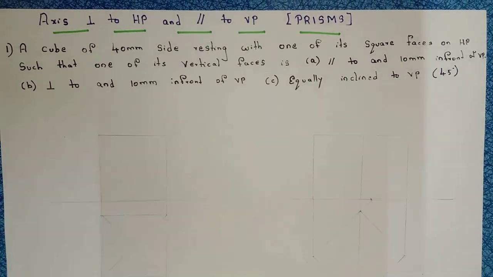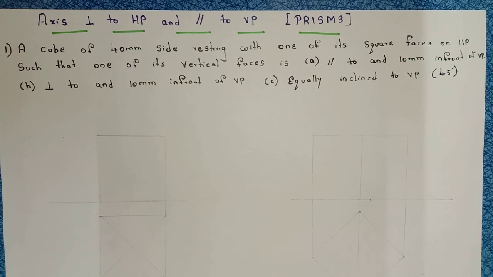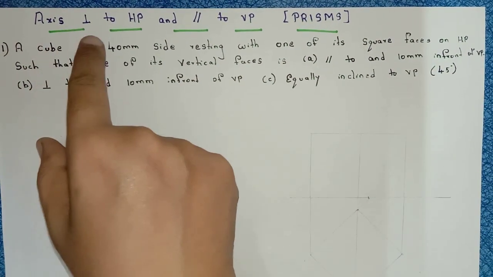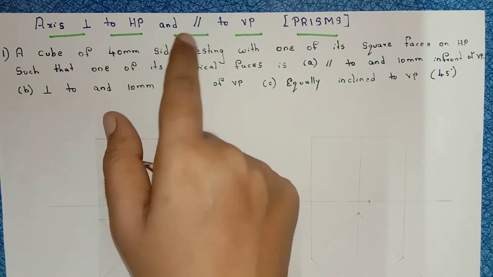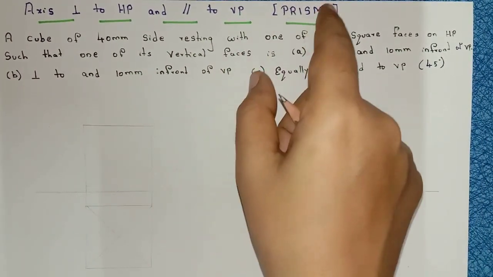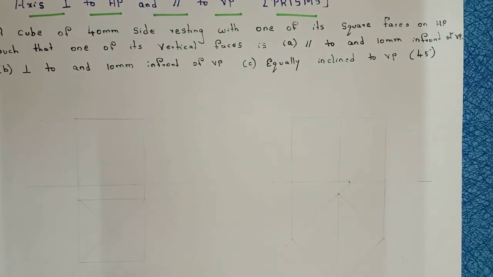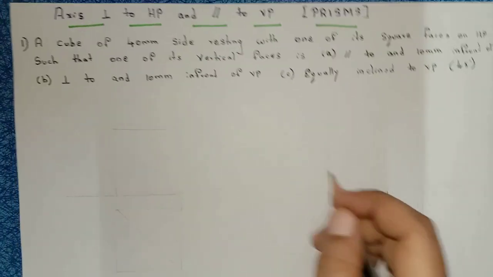So today in this lecture we are going to construct solids with the axis perpendicular to HP and parallel to VP, right? And here we are going to construct prisms. So let us start. Question number 1.